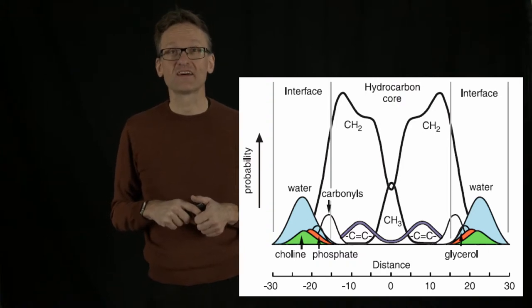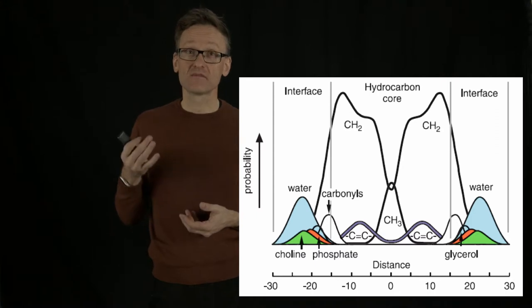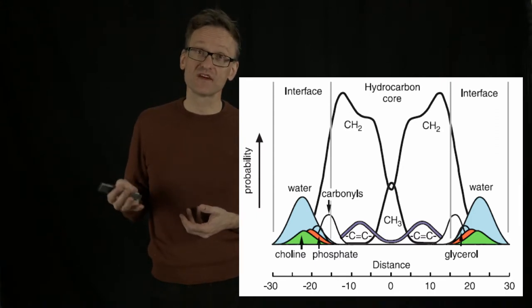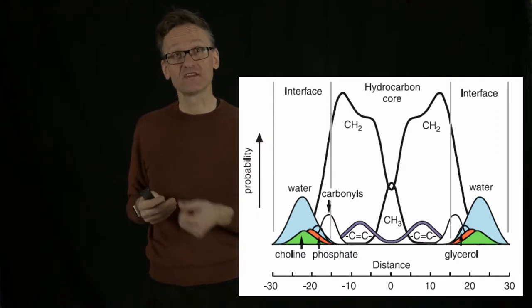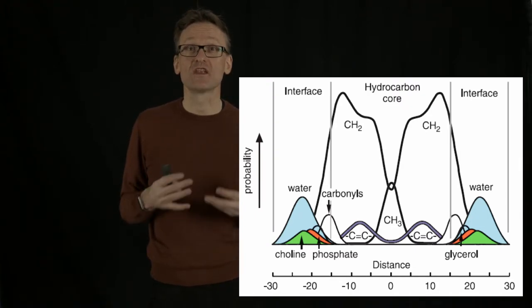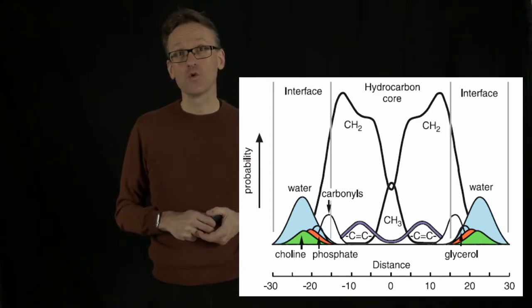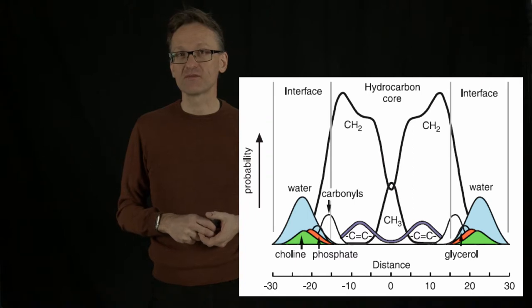Sorry if you're colorblind, I didn't choose the colors. The phosphate and choline groups are the actual negatively charged part, phosphate, and positively charged choline in this particular lipid. The ionic component where charged things will love to interact, and eventually you get the water. But here too you see there is no water whatsoever in the core of the membrane.